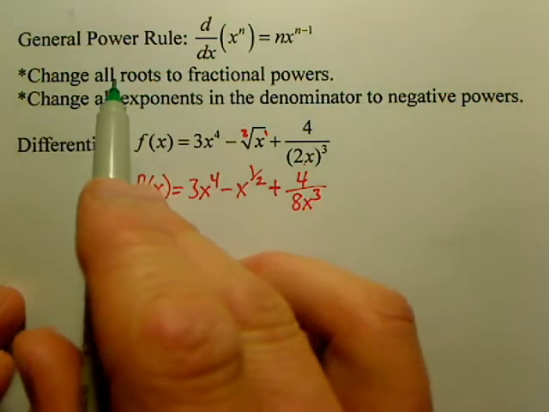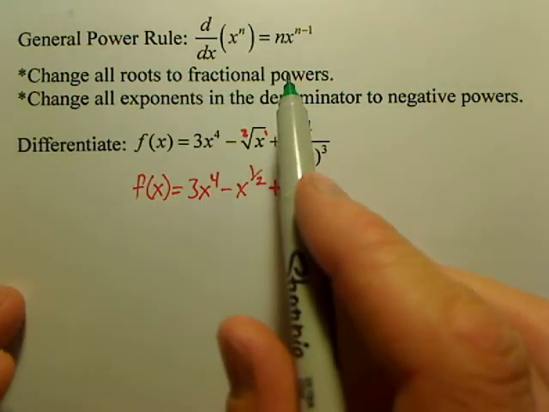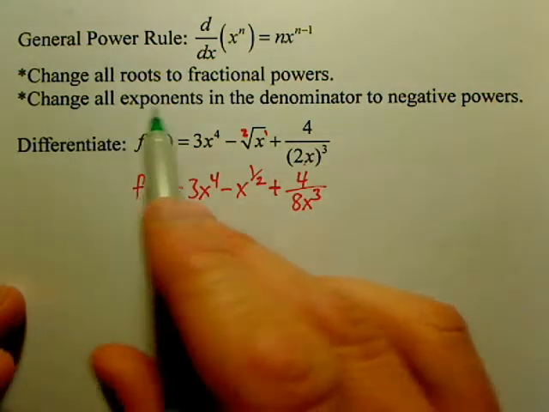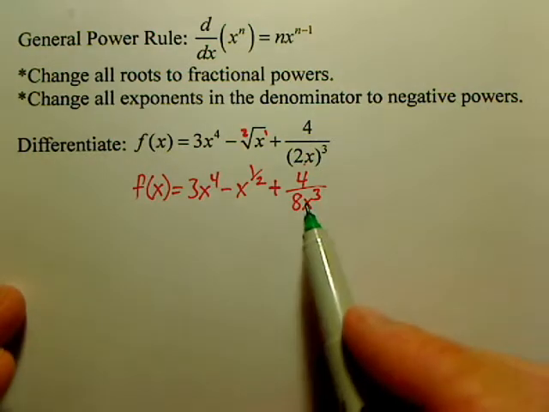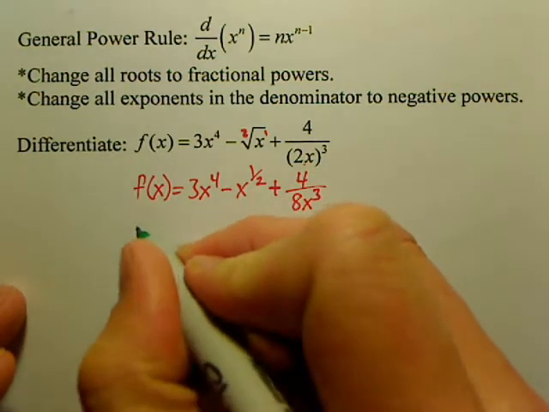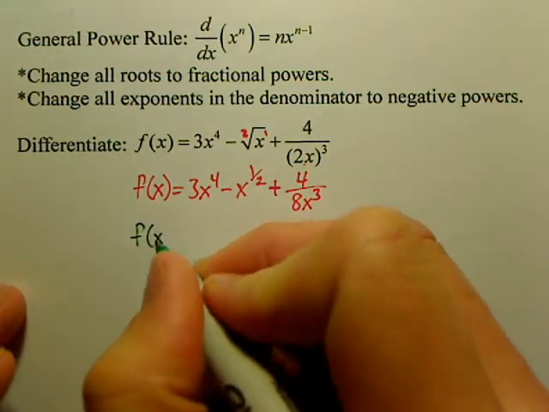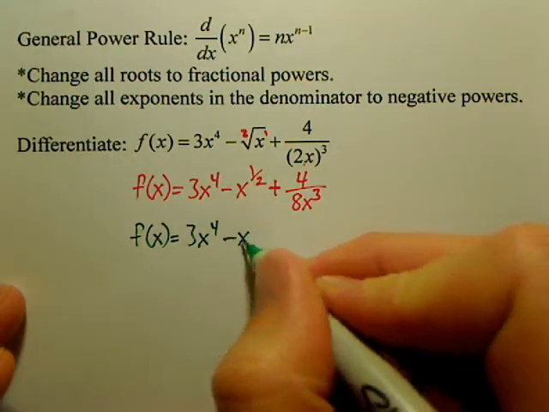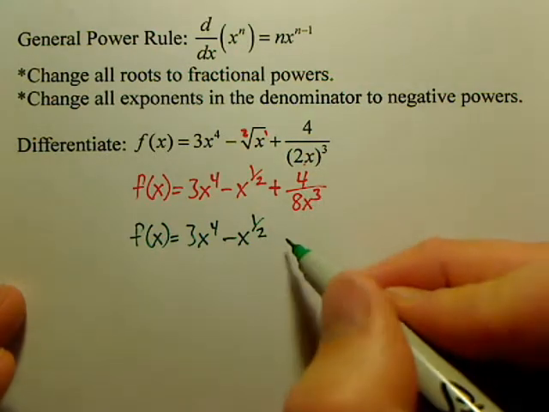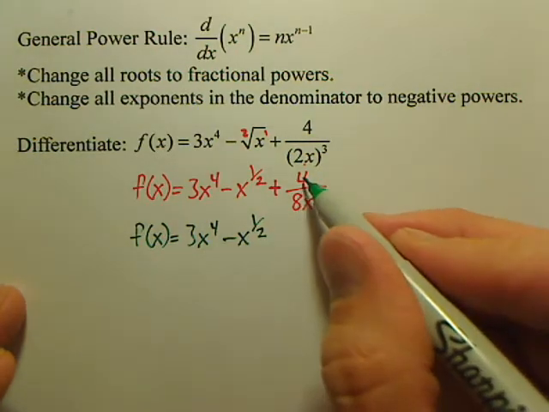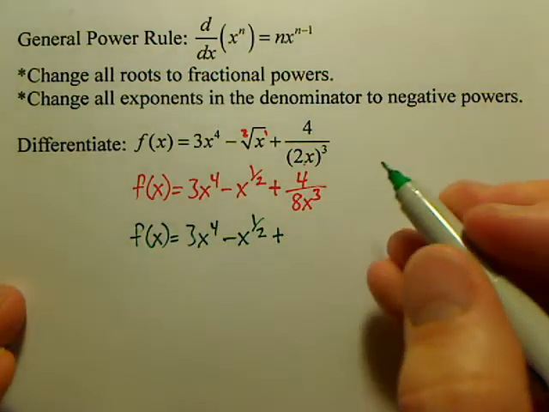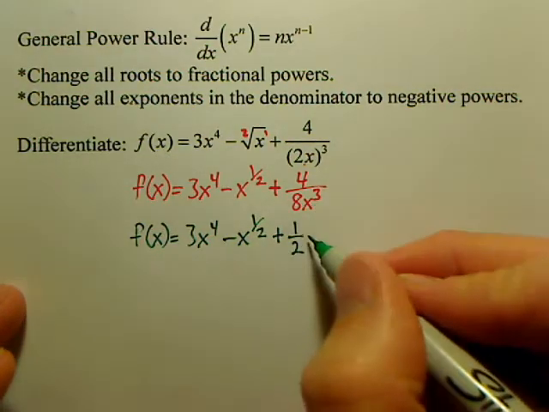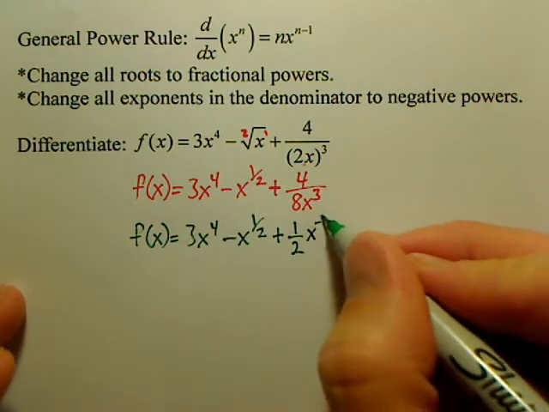Okay, I got all the roots to fractional powers, but what I did not do is the second one. I didn't put all the denominators to negative powers. So let's keep going. All right, here we go. I have 3x to the 4th minus x to the 1/2. And I'm going to change, can I reduce this, by the way? 4/8, isn't that 1/2? And can I bring that up and make that x to the negative 3rd power?